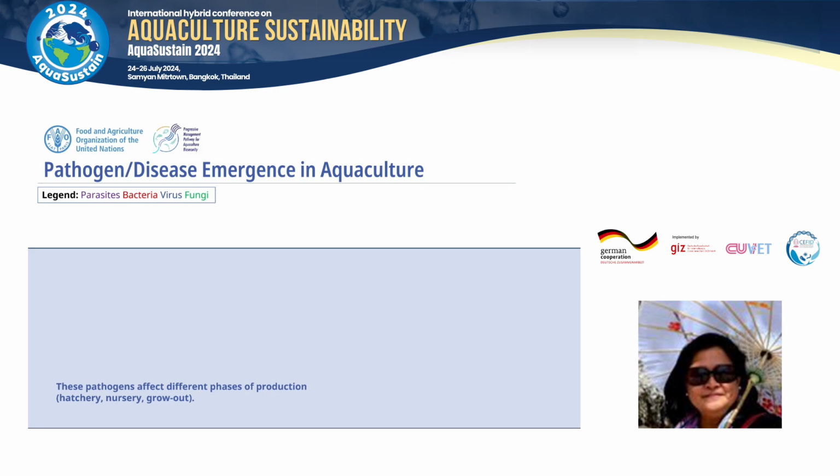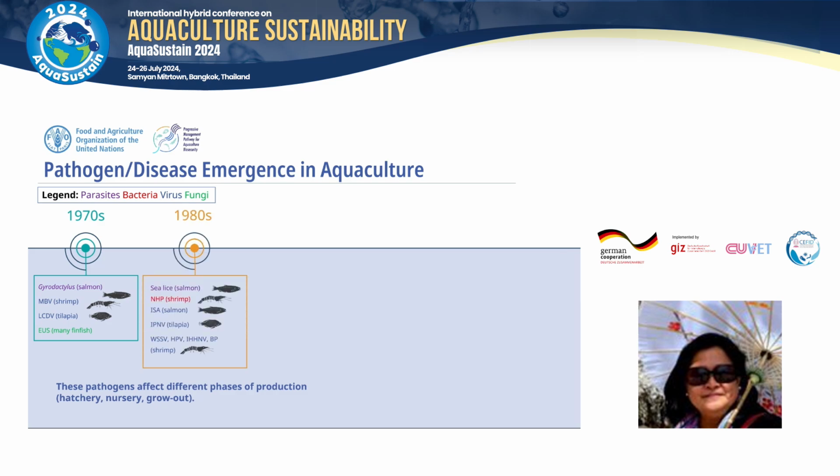If we look at the chronology of disease emergence, this is how it looks. From the 70s, there were few diseases of parasitic, viral, and fungal origin, such as Gyrodactylus salaris of salmon, MBV of shrimp, and EUS of finfish. Going into the 1980s, we saw the emergence of infectious salmon anemia and sea lice of salmon, a bacterial disease of shrimp, NHP, IPNV of tilapia and trout, and several viral diseases of shrimp, including the most serious white spot disease.